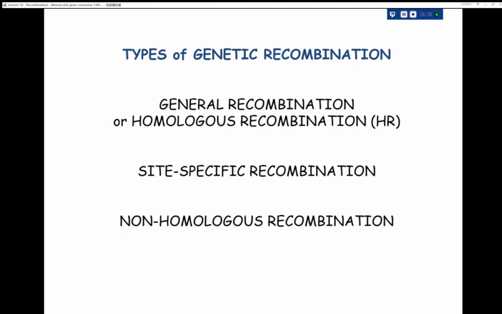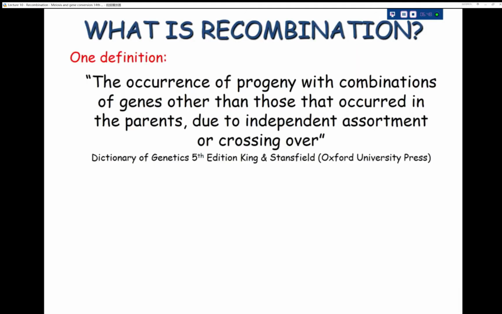Now remember, there's three different types of recombination, so we're specifically talking about homologous recombination, sometimes called general recombination. You can define recombination in different ways. I've been talking about the molecular aspects of recombination, particularly homologous recombination. Now remember, I said that homologous recombination, when it occurs in meiosis, is very often called crossing over.